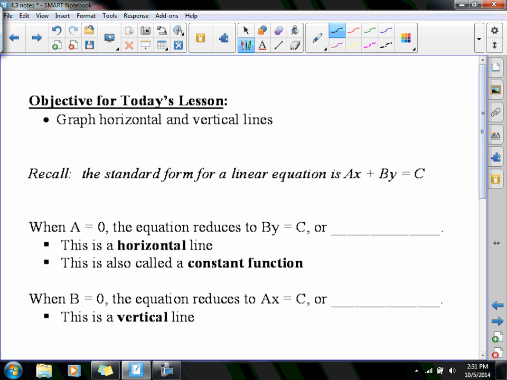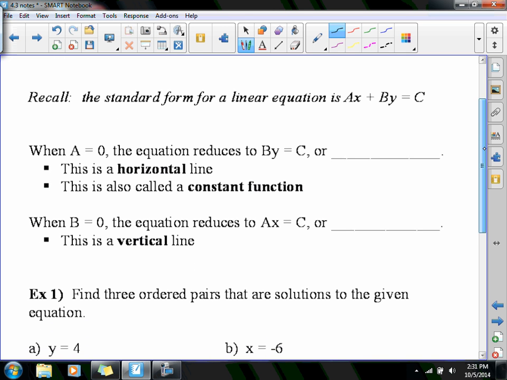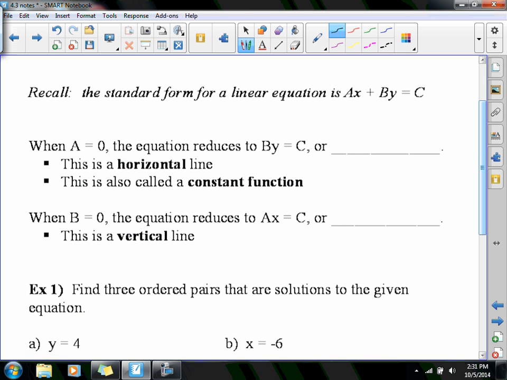And what we talked about in the previous section of notes was the equation for the standard form of a line. And that is ax plus by equals c. And remember, the a and the b and the c, those are just all numbers. A has to be positive, and you can't have any fractions or decimals. Now, basically what we're going to do today is we're going to tweak that equation just a little bit to come up with our horizontal and our vertical lines.